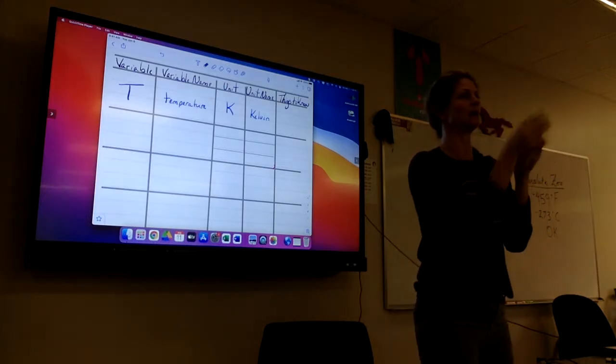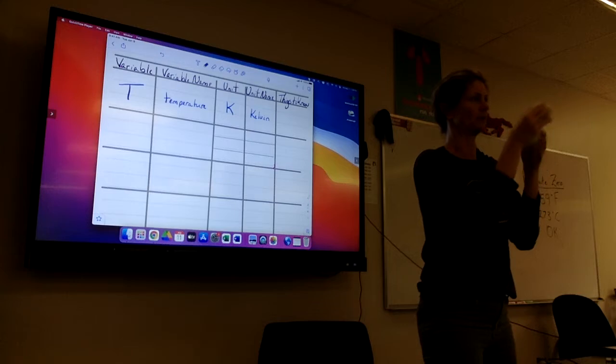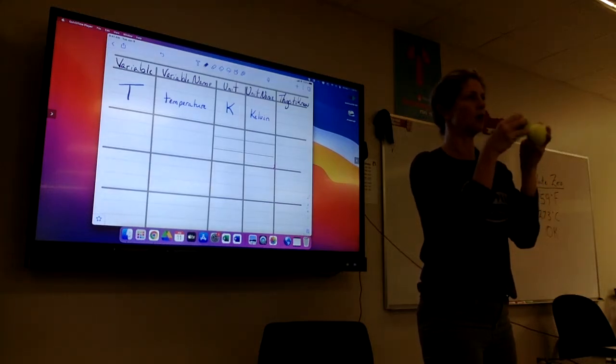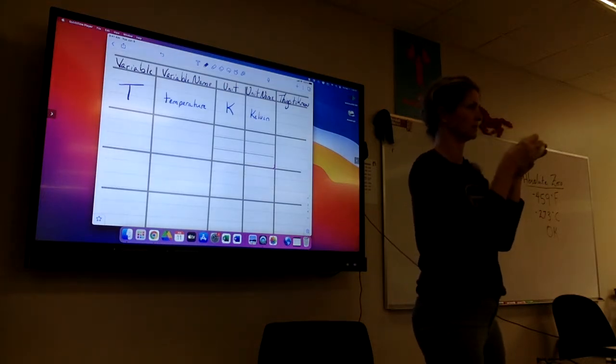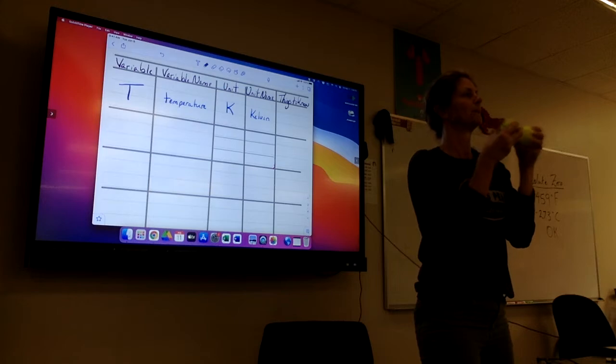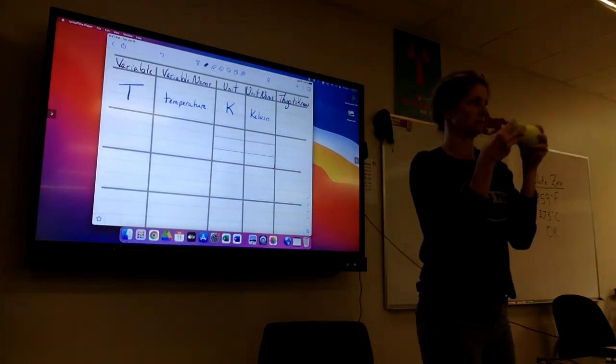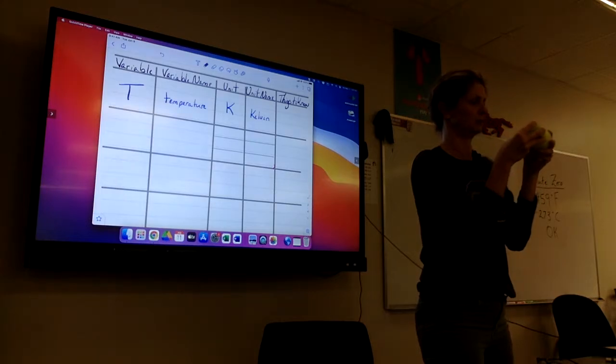Tell me how to make it a solid. Slow it down. So I'm going to slow it down even more. And so they're right next to each other. But notice they're not still. They're shaking in place, right? Tell me what to do to make them slower. Cool it down. Remove heat.